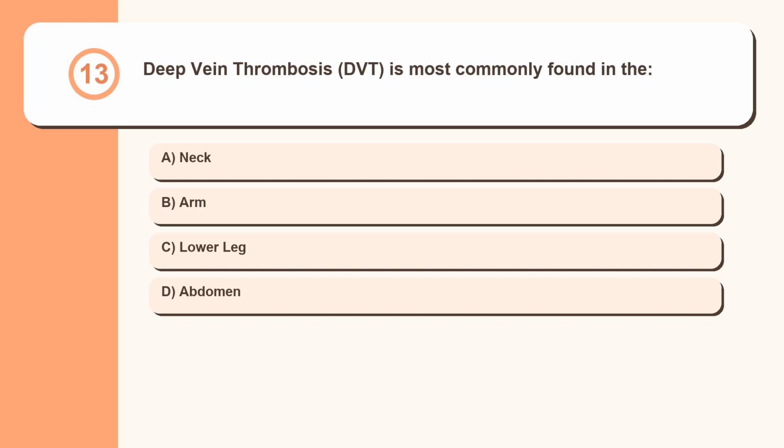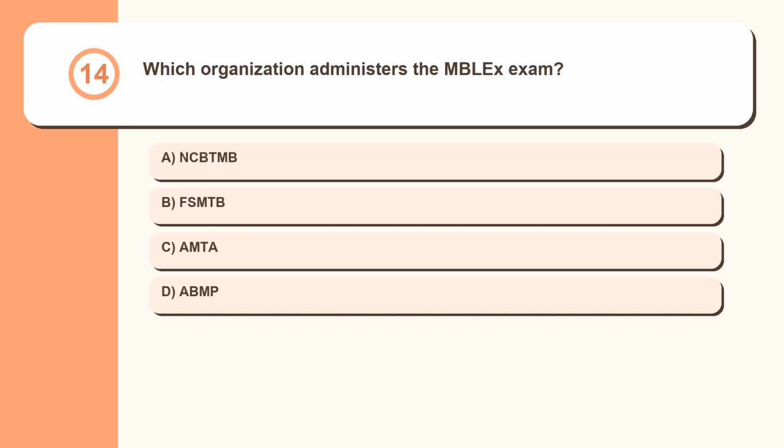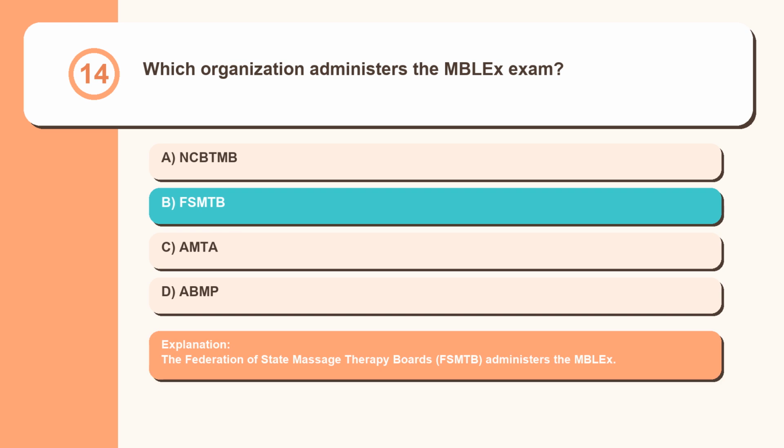Question 13. Deep vein thrombosis, DVT, is most commonly found in the neck, arm, lower leg, abdomen. DVTs usually occur in the deep veins of the calf or thigh. Question 14. Which organization administers the MBLEx exam? NCBTMB, FSMTB, AMTA, ABMP. The Federation of State Massage Therapy Boards, FSMTB, administers the MBLEx.